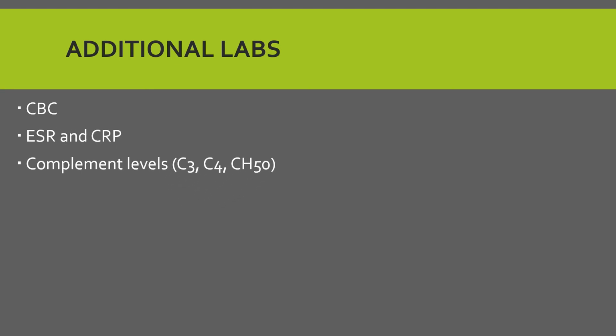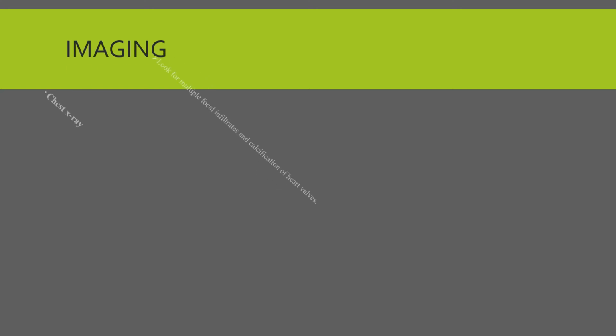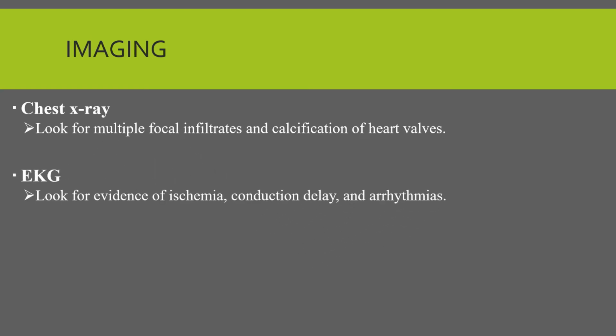Additional lab tests that are needed can be CBC, ESR, and CRP, which reflect the acute inflammatory response, and complement levels, renal function test, urine analysis, baseline chemistry, and coagulation tests can be done. Regarding imaging, chest X-ray can tell us about the presence of multiple focal infiltrates and calcification of the heart valve if seen. And on ECG, look for evidence of ischemia, conduction delay, and arrhythmia.